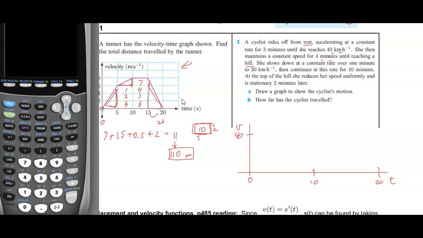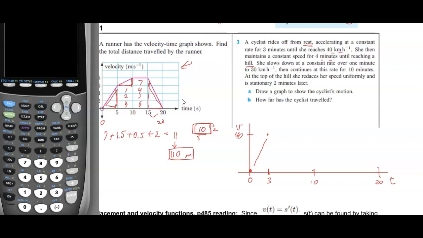Okay, so at the beginning, the cyclist is still, so it starts at a velocity of 0. She accelerates at a constant rate for 3 minutes until she reaches 40. So until 3, she's accelerating at a constant rate until she reaches 40. So it would look kind of like that, right?